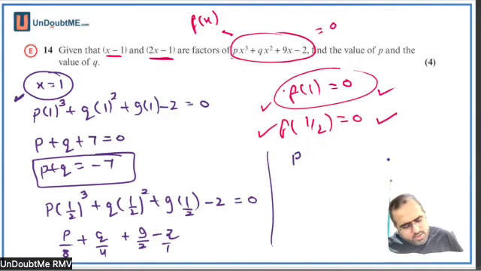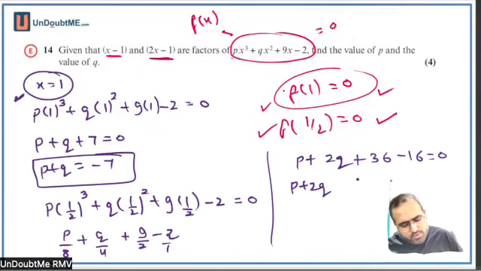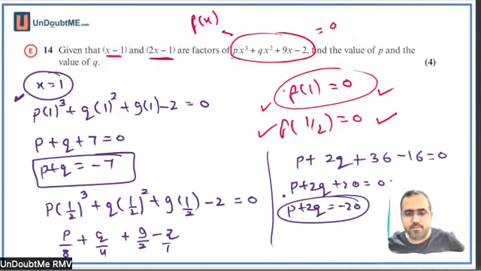So, okay, let us take overall LCM. So overall LCM will be 4. So it will be P plus 2Q plus 9 fours are 36 and minus 16 is equal to 0. So P plus 2Q plus 20 is equal to 0. P plus 2Q is equal to minus 20. Now using these two equations, we can get P and Q values and we will be done.